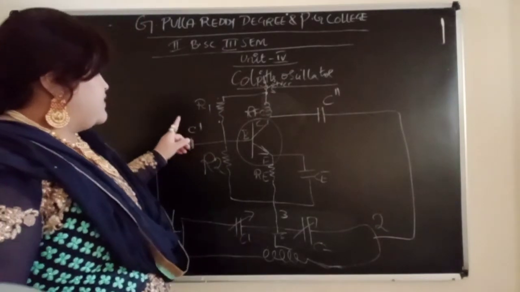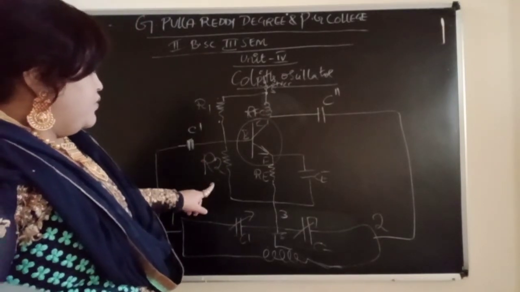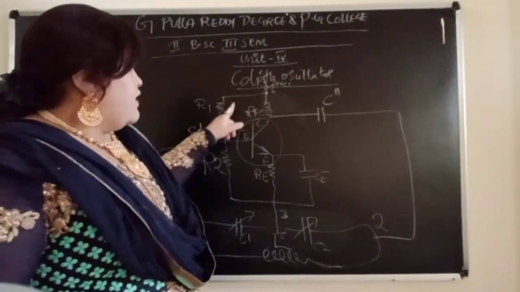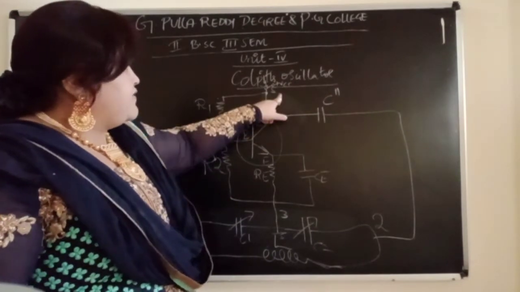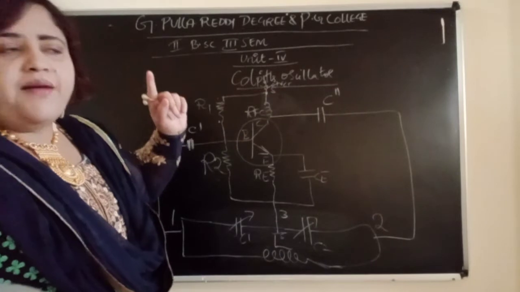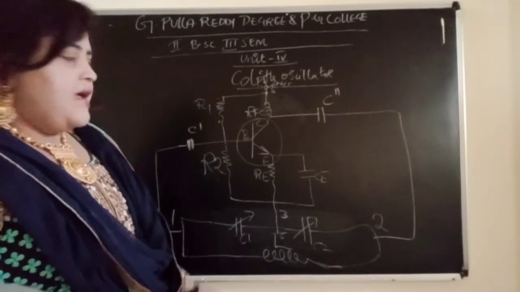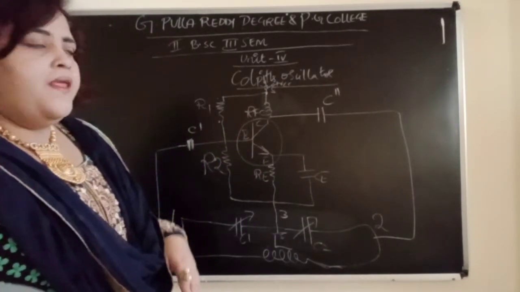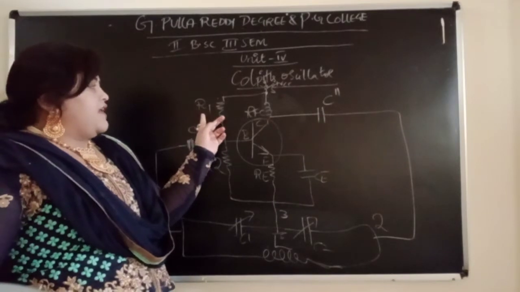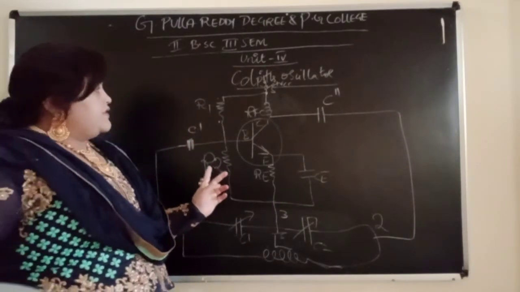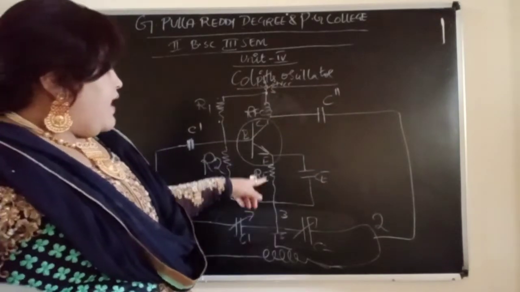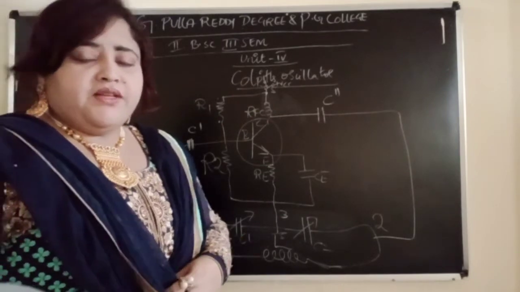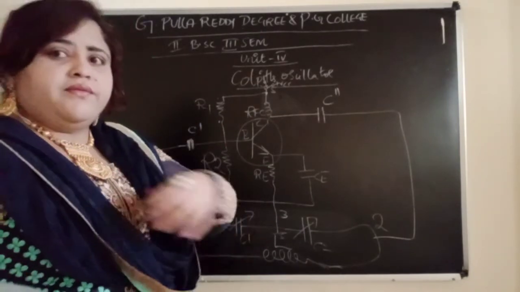In circuit description, first resistor R1, R2, RE and plus VCC. Resistor R1, R2, RE and plus VCC is nothing but establishing the DC operating point to the transistor T. Okay, so what is it doing? They are establishing the DC operating point to the transistor.